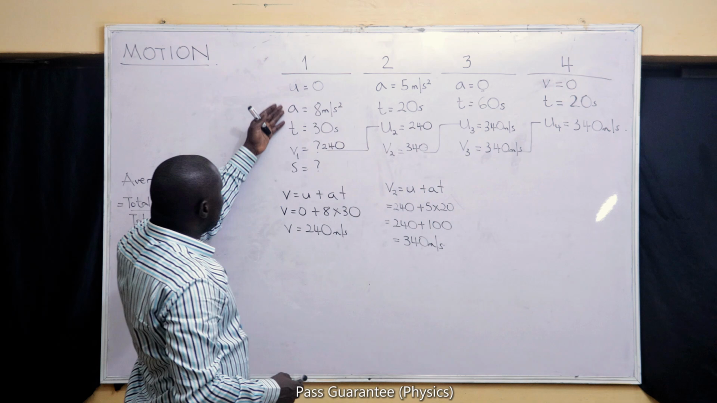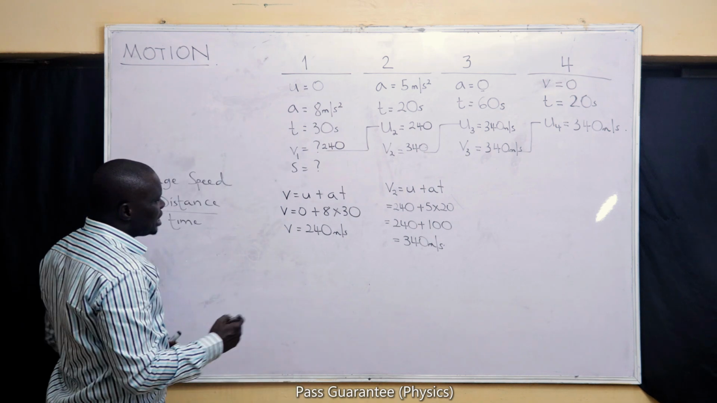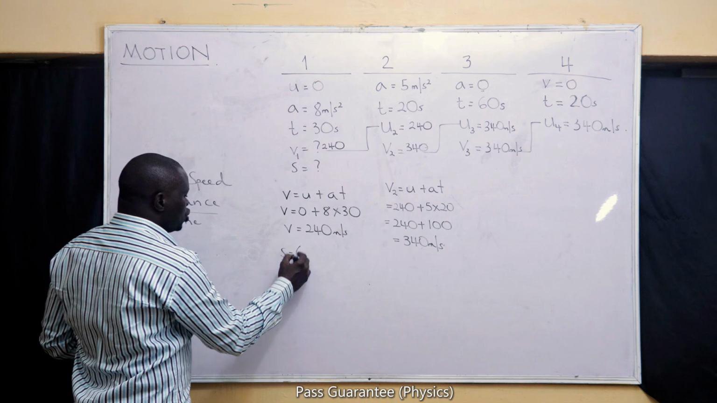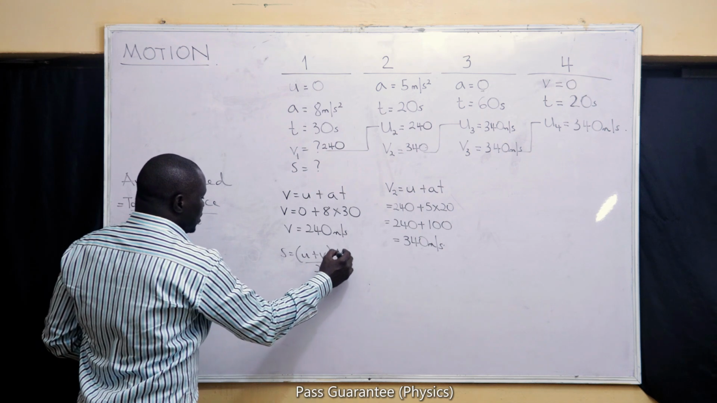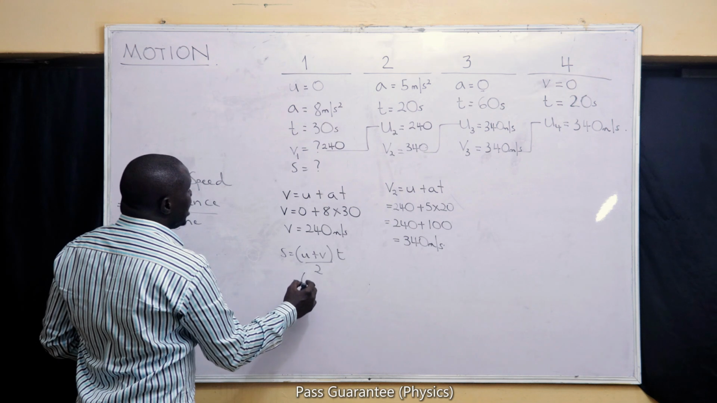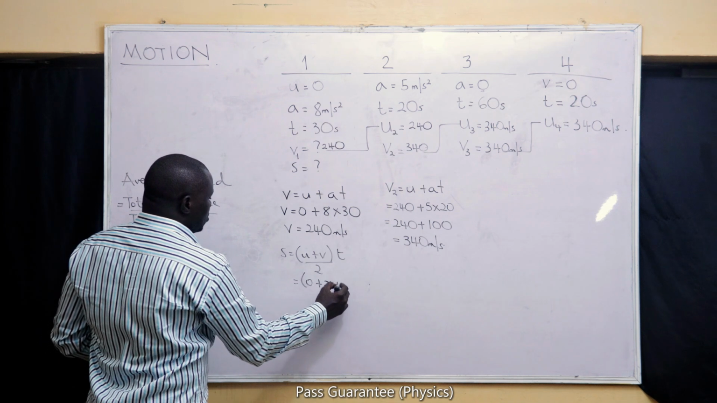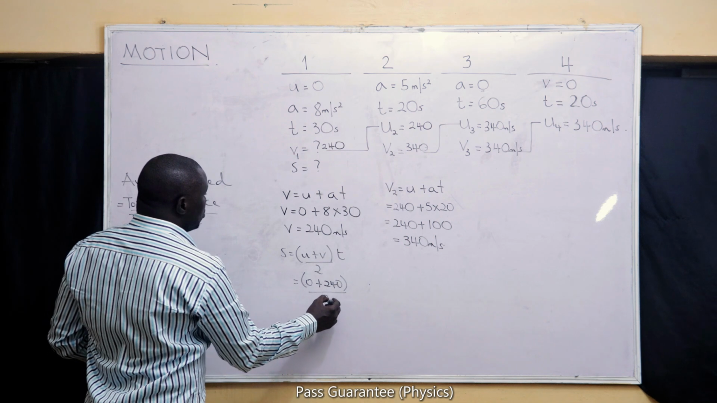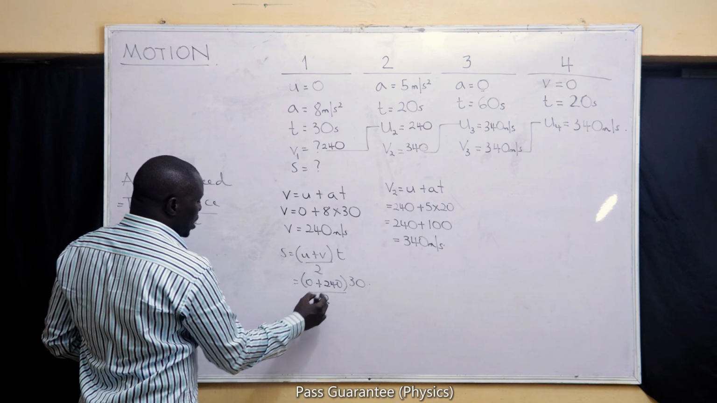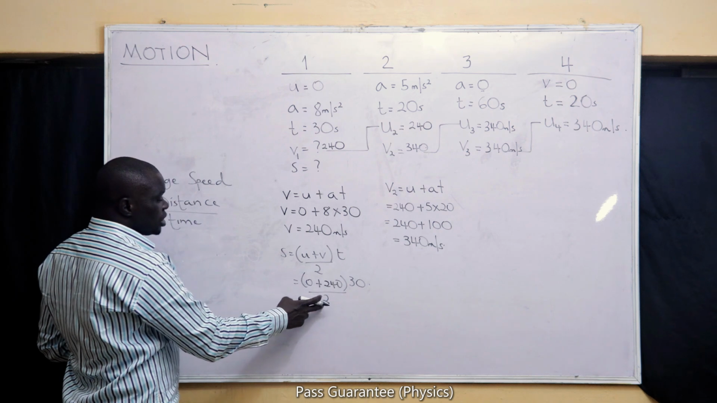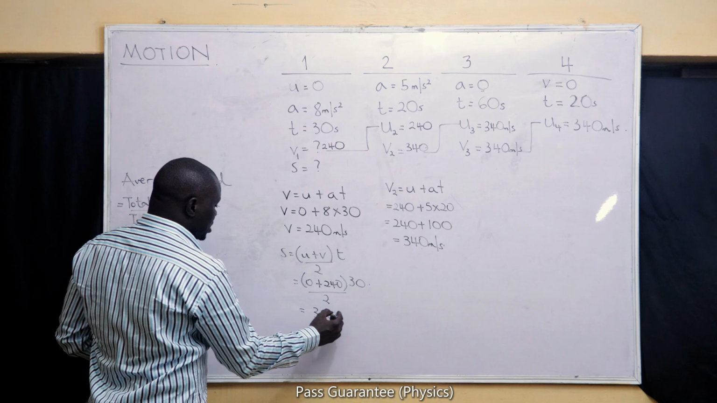Now, I know 4 quantities, so I can easily find the distance from any equation that has distance. I can use S is equal to (U plus V) all over 2, multiplied by T. My U here is 0, my V is 240, I'll divide by 2 and multiply it by my t. My t is 30. If I do that, I will have 240 divided by 2, 120. 120 times 30 is 3,600 meters.